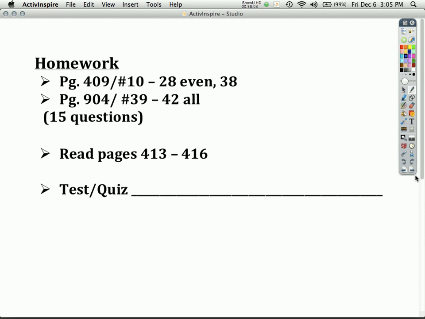Your homework is page 409, numbers 10 through 28 even, and number 38. And yes, you are reading that correctly. The second page is page 904, numbers 39 to 42 all. Don't accidentally write the word even. Don't write the word odd, write all. That's a review section in the back of the book.